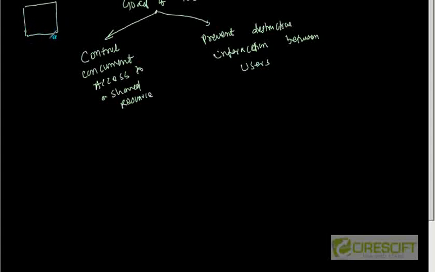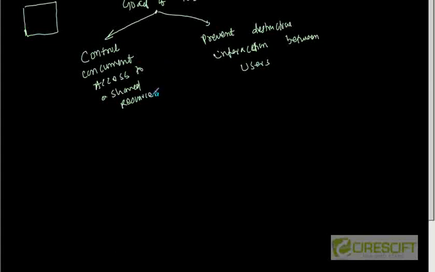In order to achieve that, we need some sort of locking mechanism. Locks are the resources which help you access data concurrently without any destructive interference between the users. That is the sole purpose of locks.